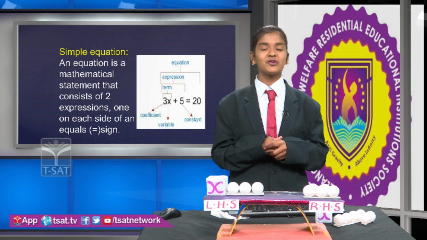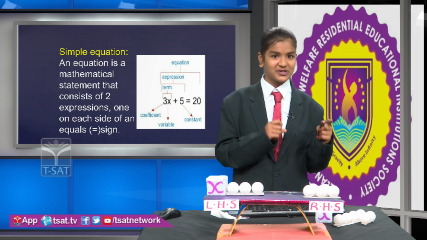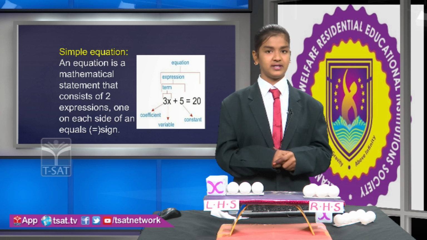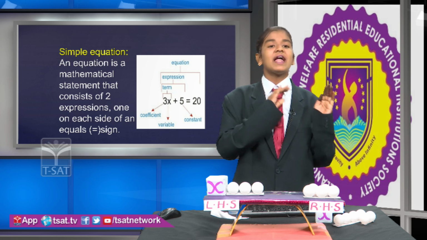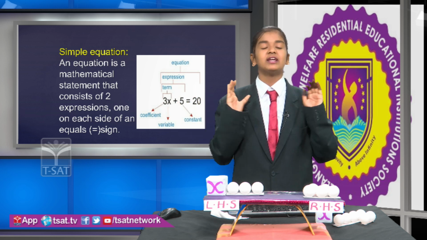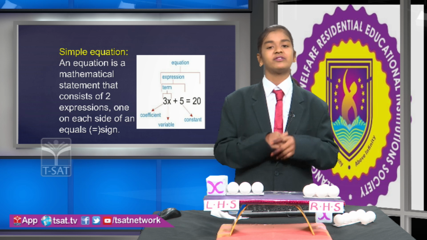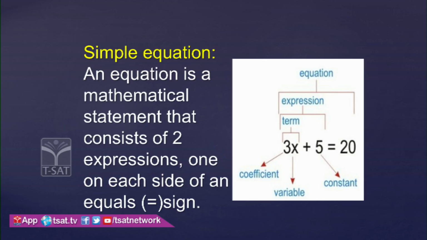So friends, now we are going to learn about simple equations. What is an equation? An equation is a mathematical statement that consists of two expressions, one on each side of the equal to sign. That means an equation is a mathematical statement that two things are equal. It consists of variables and constants along with the equal to sign. So friends, have a look at the slide, please. Here there is an example. 3x plus 5 equals 20. This is known as an equation.